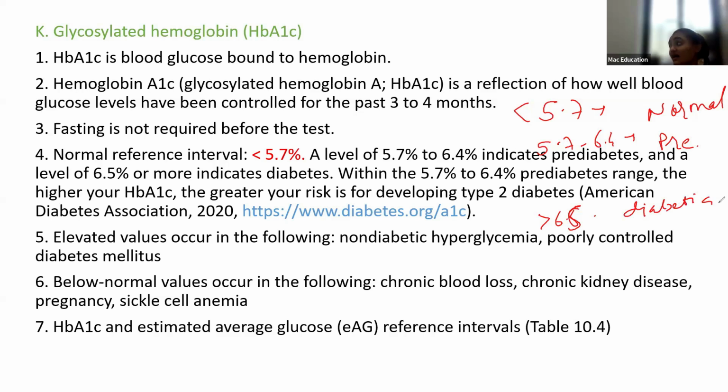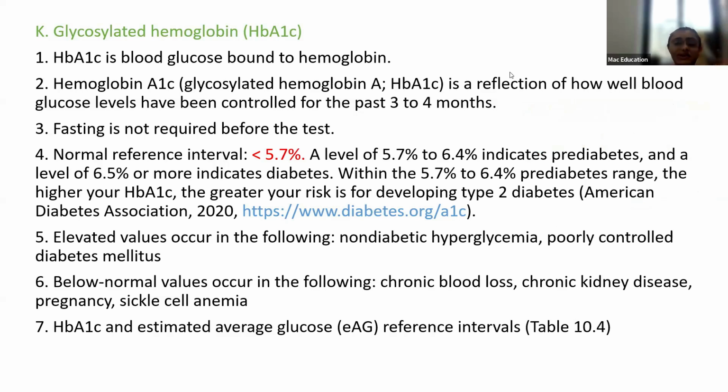So this is the chart for HbA1c. You have to remember this chart. Three values you have to remember: less than 5.7, between 5.7 to 6.4, and more than 6.5. Elevated values occur in the conditions that we have already studied, and below normal values occur in other conditions. From the table, the only thing you have to remember is the three categories.